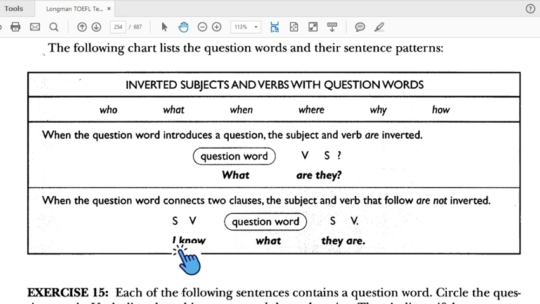Okay, this one is subject, verb. So I know what, something is in the middle. Yes, they are. I know what they are, not I know what are they. It's the question, it's a statement. Okay, it's very easy.